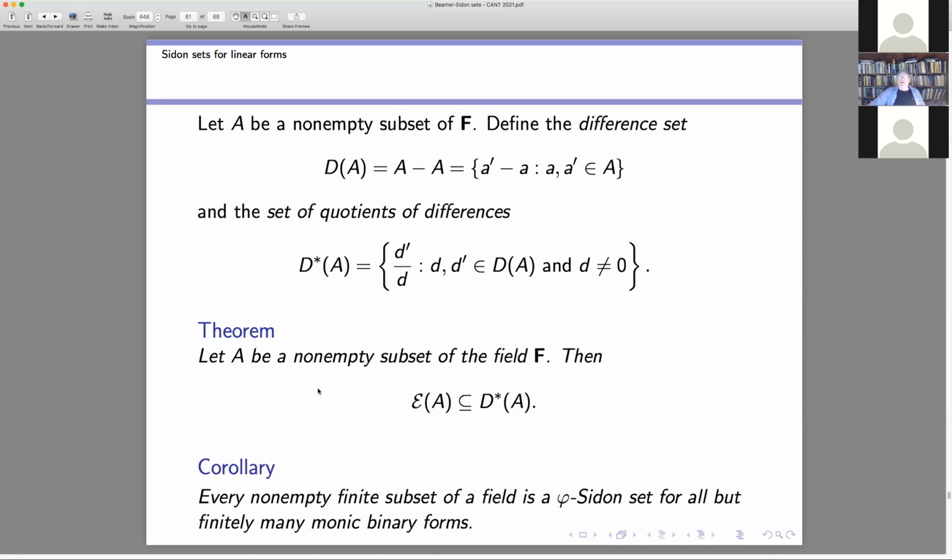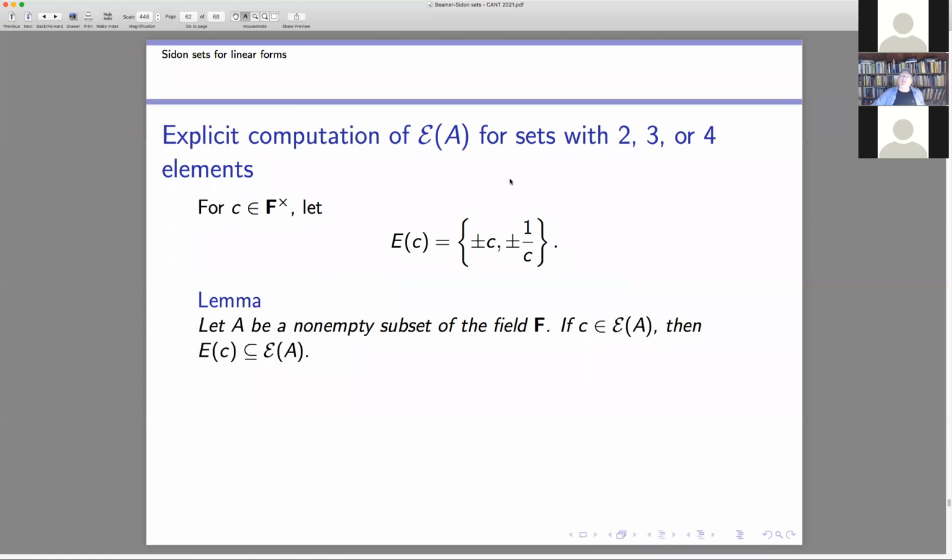So you can show that, first of all, if A is a non-empty subset of the field, finite or infinite, the exceptional set, this means the linear forms for which A is not a Sidon set, is always contained in this quotient set. And in particular, if your set A is finite, then D is finite. So every non-empty finite subset of the field is a phi-Sidon set for all but finitely many binary forms. And you can actually compute this exceptional set explicitly. I mean, you can, for as big as you want. It just depends on how long you want your computer to run. I mean, 2, 3 you can do by hand.